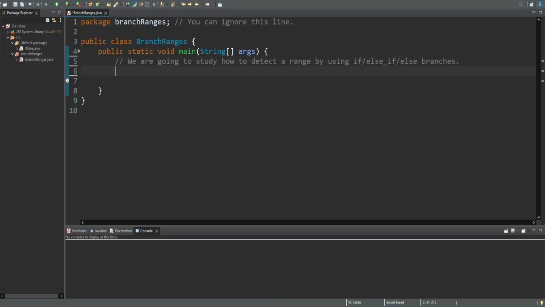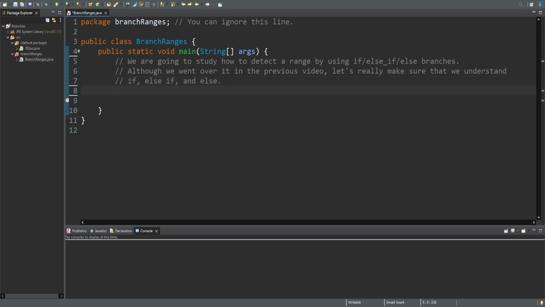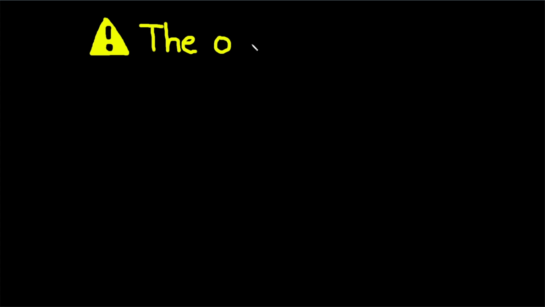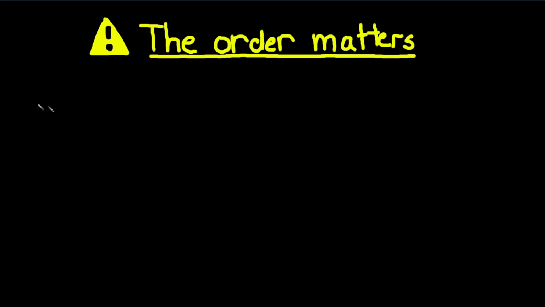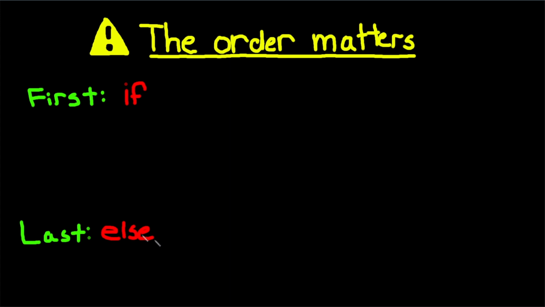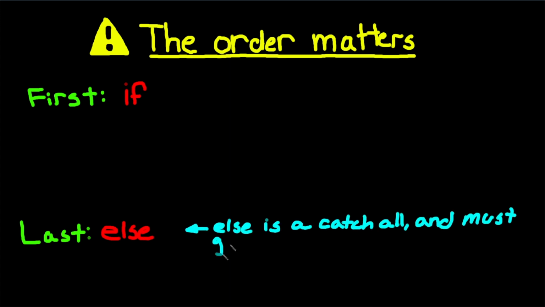Although we went over it in a previous video, we're going to go over it again, and that's if, else if, and branches. And I want to show you guys how to look at this and make it a little easier to understand if you're having trouble. When it comes to if, else if, and else, the first thing, and maybe even the most important thing you need to know, is that the order matters. First, if. You cannot have an else if you don't first have an if. So if always goes first.